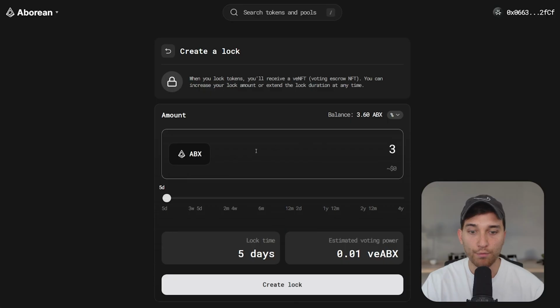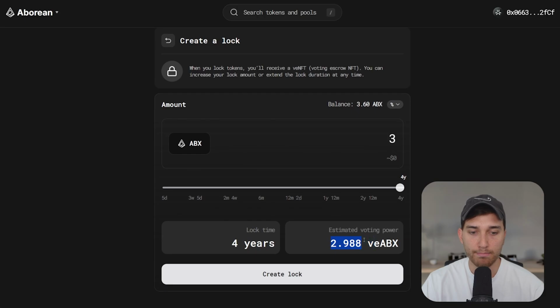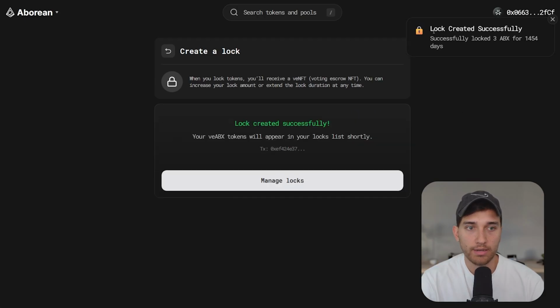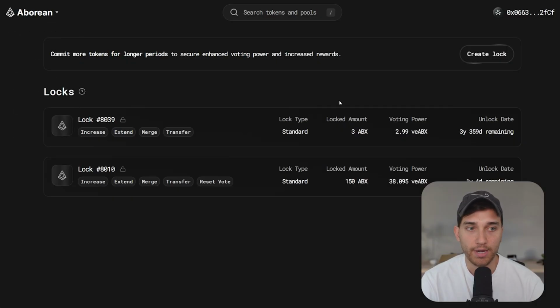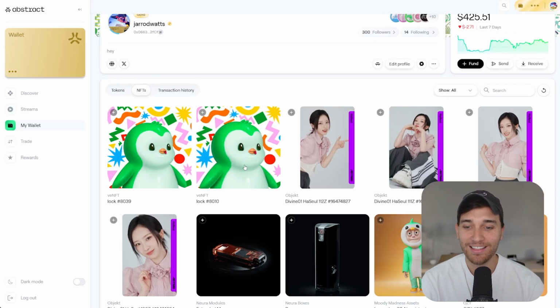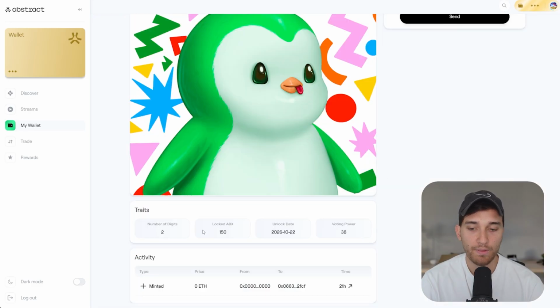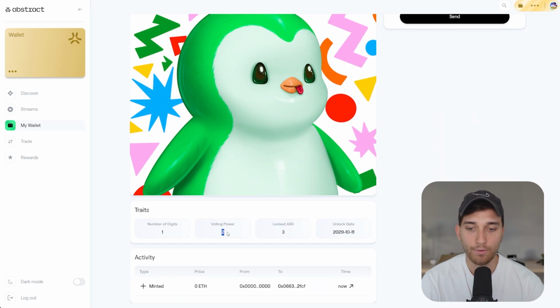We'll create a new lock of 3 ABX, and let's just lock it up for 4 years so we get the most amount of veABX. Create lock. You can see we successfully locked 3 ABX tokens, and now we have multiple locks in our lock section here. Interestingly, if we go to view our NFTs, you can see, among other things, we have our veNFTs representing our locked tokens. Within the traits, you can see the amount of locked ABX and the voting power that was granted to us. That was my initial one, and the one we just created has a locked ABX of 3 and a voting power of 2.